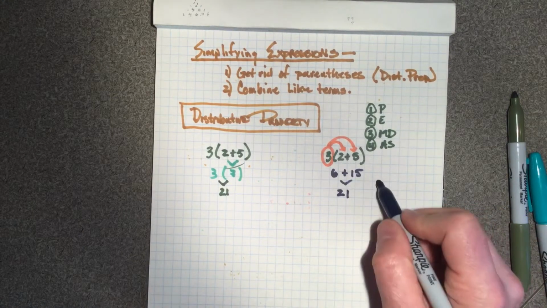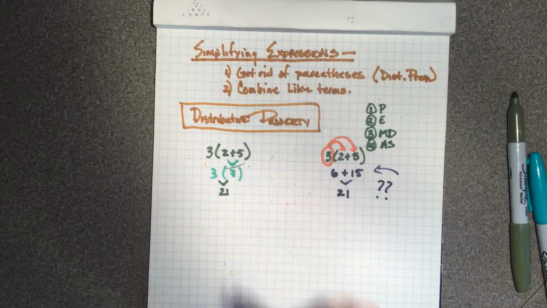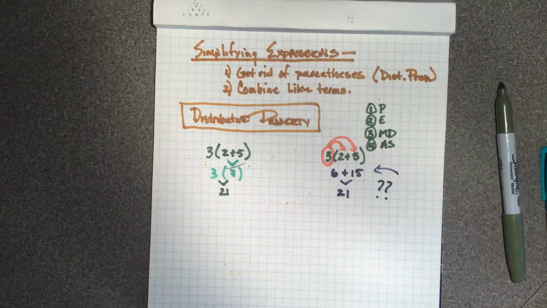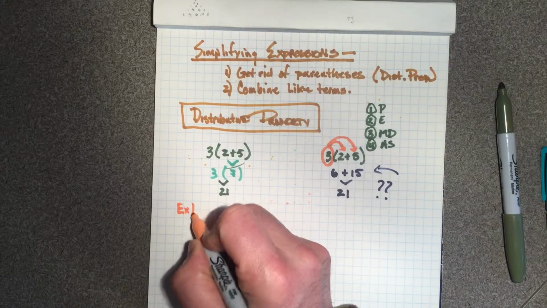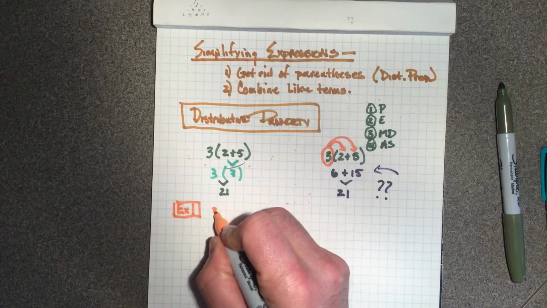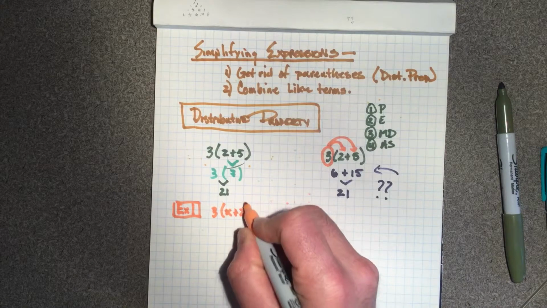So the question is, why would you ever use this way when you can do that way? Well, because there's plenty of times where you can't do this. So let's do some examples here. Example 1. Let's take 3 times (x plus 2).